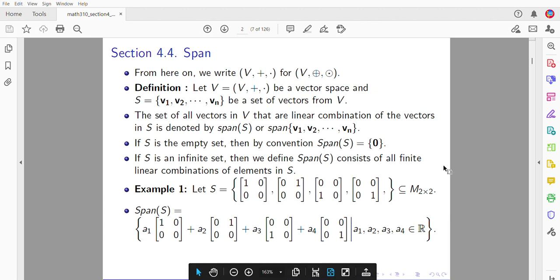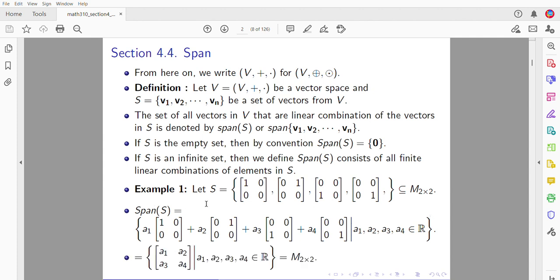So, a linear combination of these 4 matrices. You keep putting them together in a big set. That is your span of S. Well, when you actually simplify it, it is the same as the matrix with entries A1, A2, A3, A4, where the AIs are from the reals. So this set is actually the entire set of 2 by 2 matrices. In other words, these 4 matrices alone span everybody here. Okay, so that's the point of it.